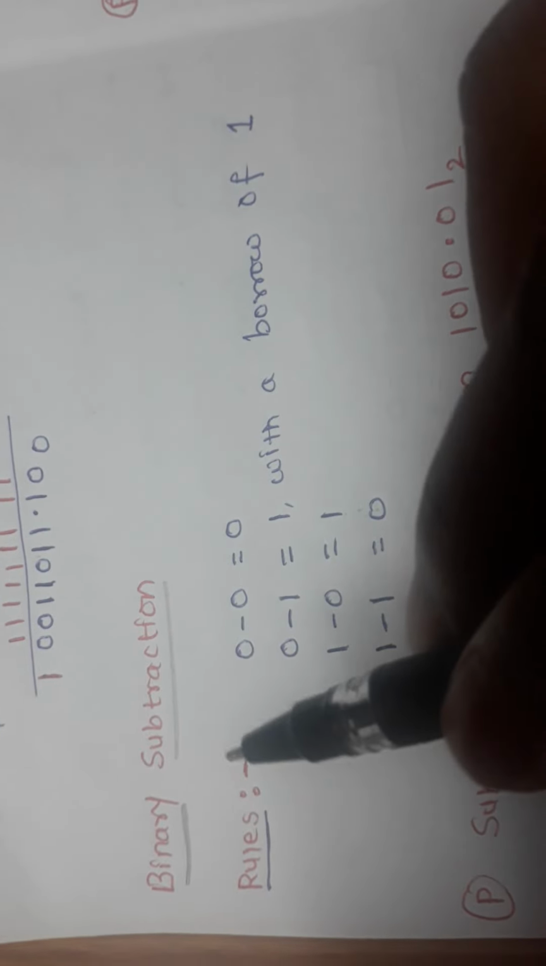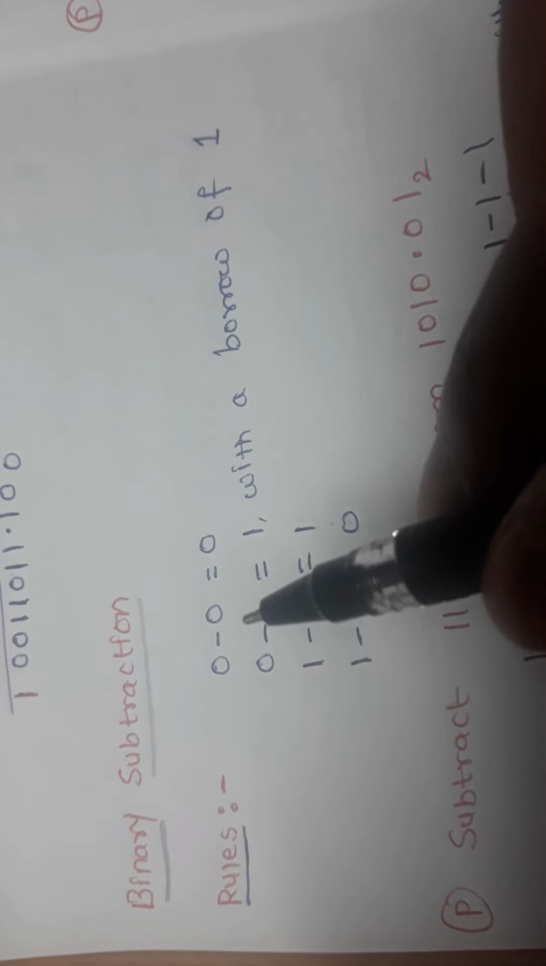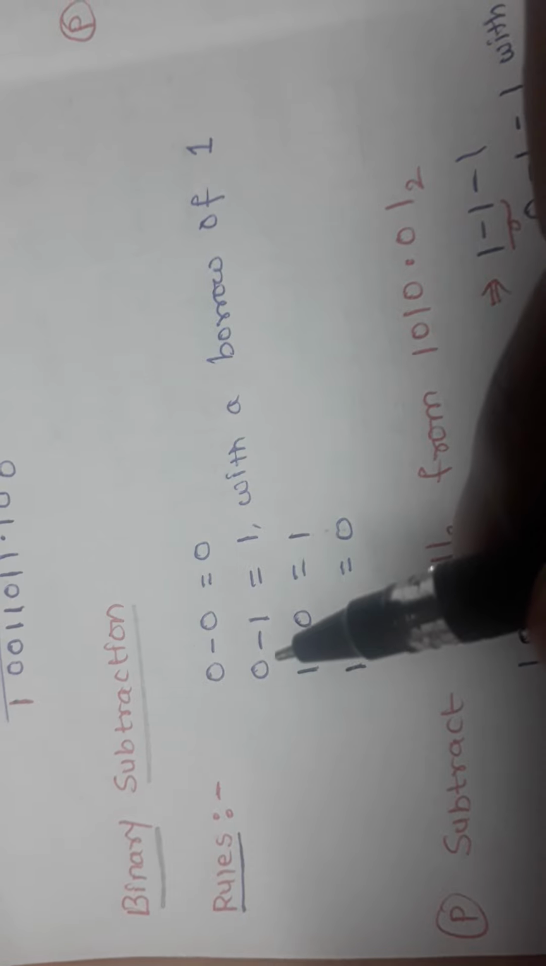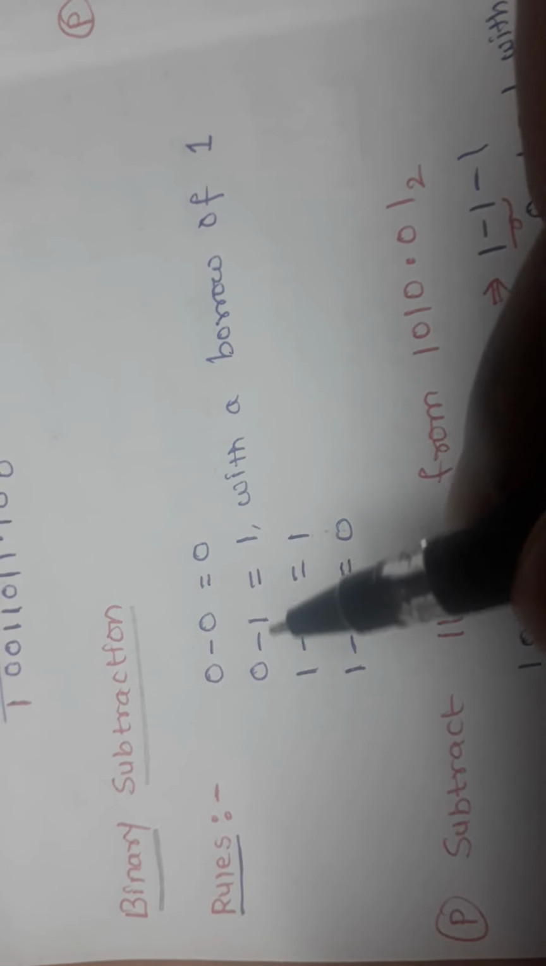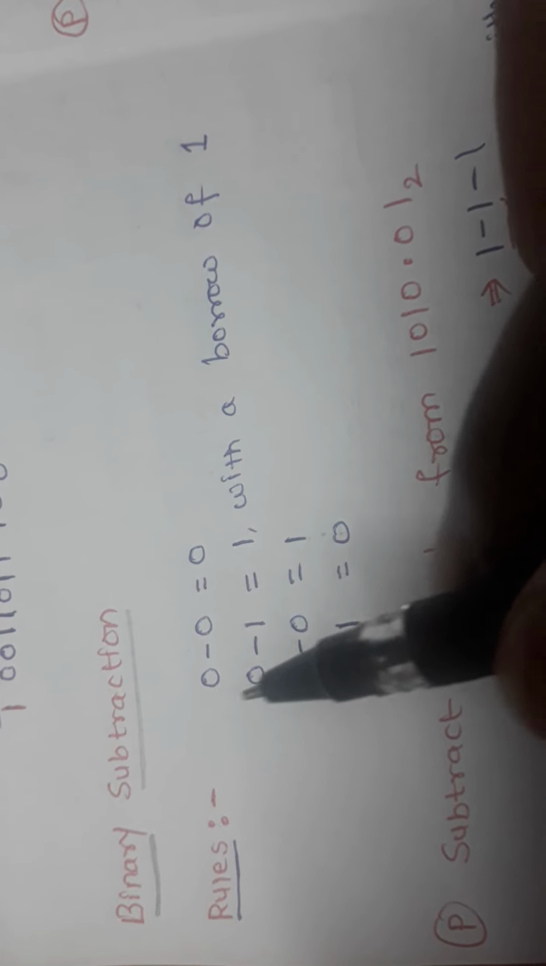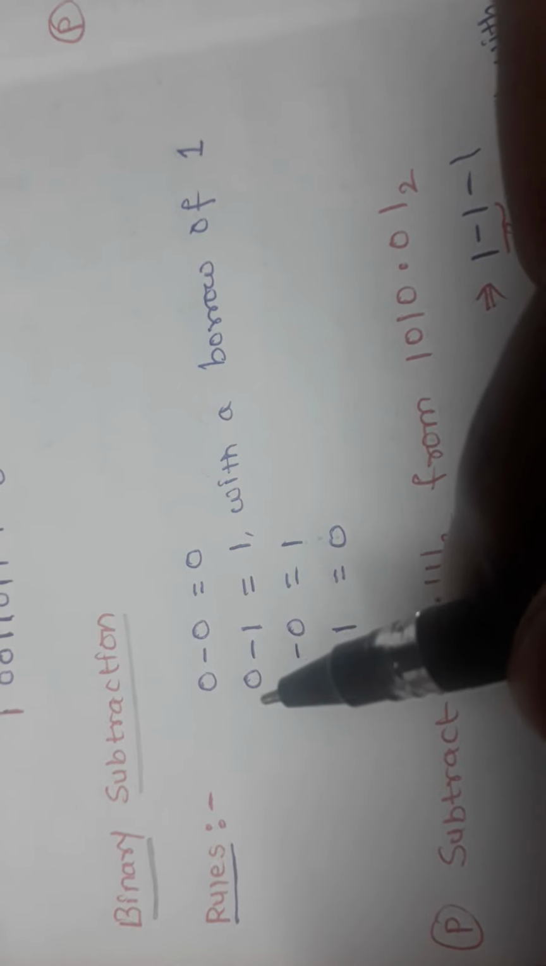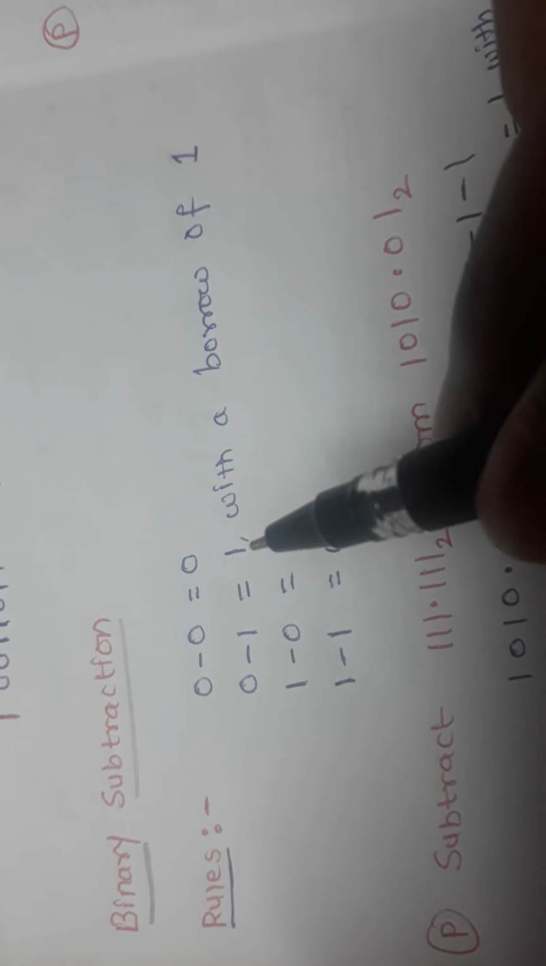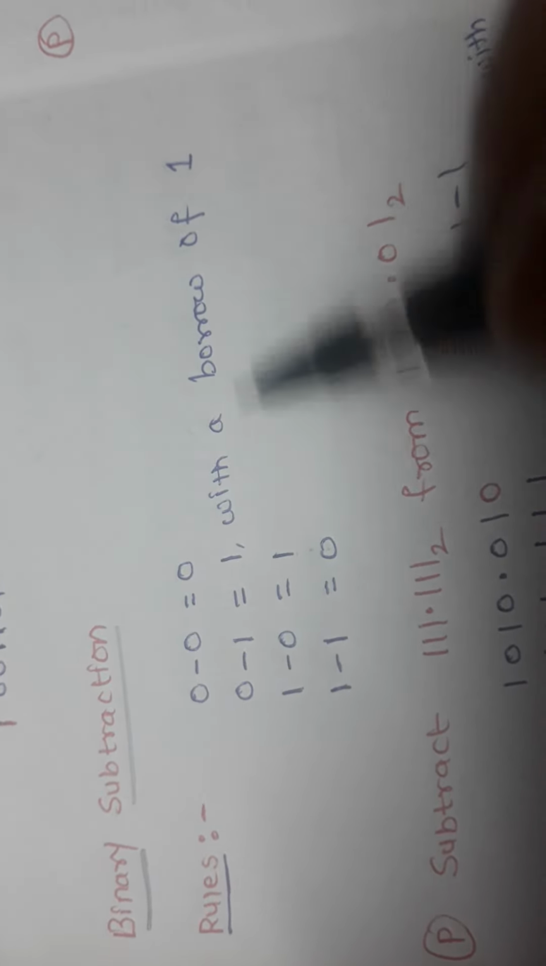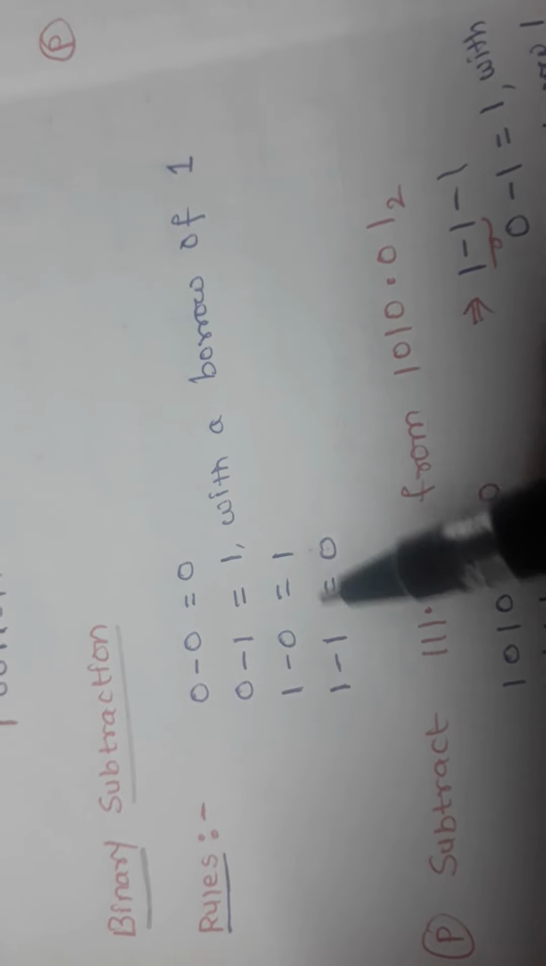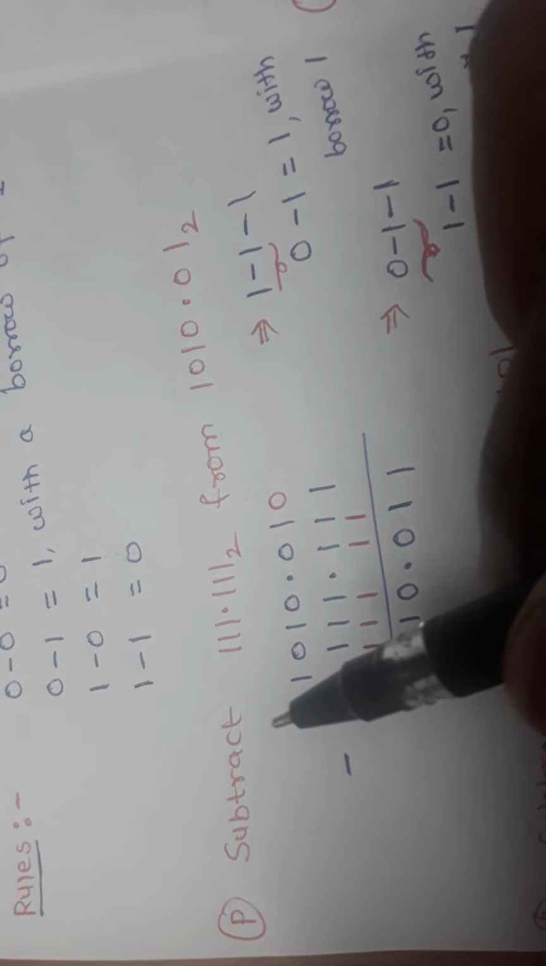Now look at binary subtraction. These are the rules. 0 minus 0 is equal to 0. 0 minus 1 is not possible, therefore you have to take a borrow of 1. Then 10 becomes 2, and 2 minus 1 is equal to 1. Don't forget the borrow of 1. Then 1 minus 0 is equal to 1, and 1 minus 1 is equal to 0. These are the rules.